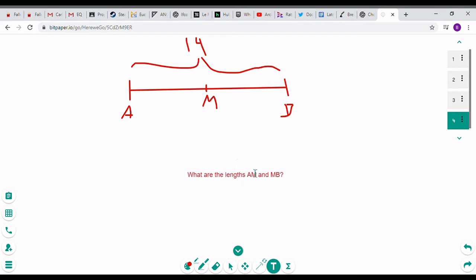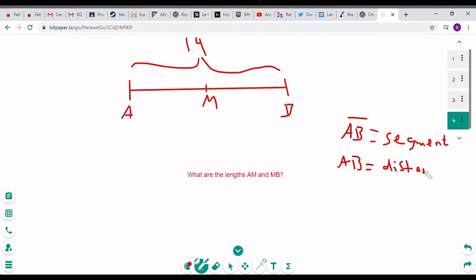By the way, if you write 2 points and you don't put a bar over them, that means the distance between. Just to recap, AB with a bar is a segment, and AB without a line is a distance. The whole point about the midpoint is that it's midway through. So the other distances, like AM, the smaller distance, is going to be 1/2 of the total distance. 1/2 of 14 is 7.